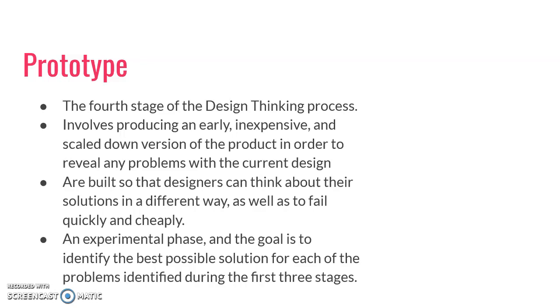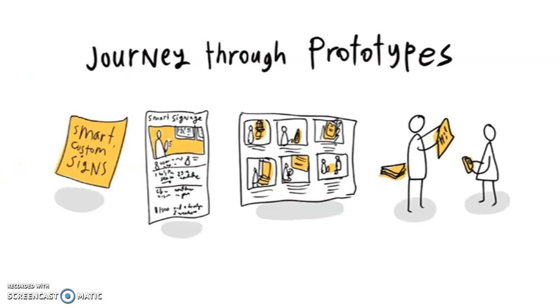The fourth stage of the design thinking process is prototyping. It involves producing an early, inexpensive, and scaled-down version of the product in order to reveal any problems with the current design. Prototypes are built so that designers can think about their solutions in a different way, as well as fail quickly and cheaply. It is an experimental phase, and the goal is to identify the best possible solution for each of the problems identified during the first three stages. Here's an example.